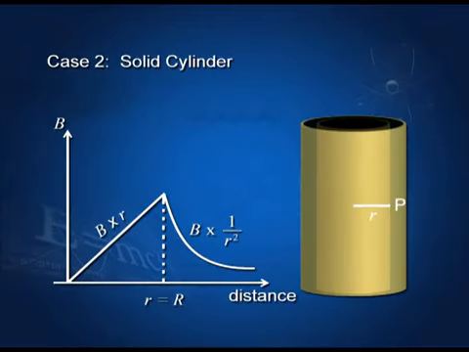The following graph represents the variation of magnetic field B with the distance. In the graph, it is very clear that the magnetic field B varies directly proportional to the radius small r till small r equals capital R, the radius of the cylinder. When small r equals capital R, the magnetic field becomes maximum. If we go out of the cylinder, that means the distance of the point P is more than the radius of the cylinder, then the magnetic field B is inversely proportional to distance.